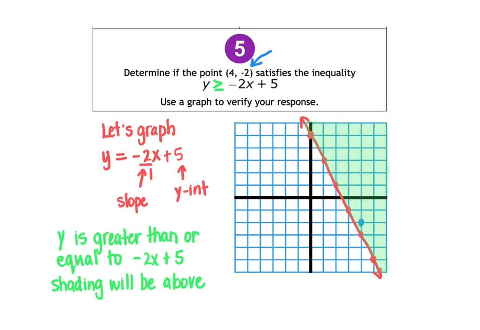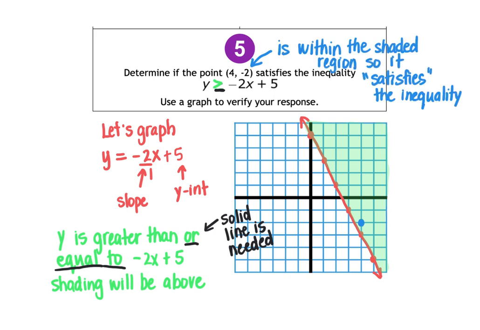We also know that the line needs to be solid because our inequality symbol is greater than or equal to. Then we can look at the point. The point is 4, -2, or from the origin over 4 in the positive direction and down 2. This is clearly within the shaded region, so it means that the point does in fact satisfy the inequality that was given.